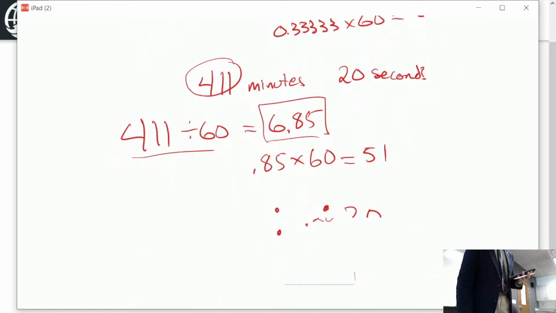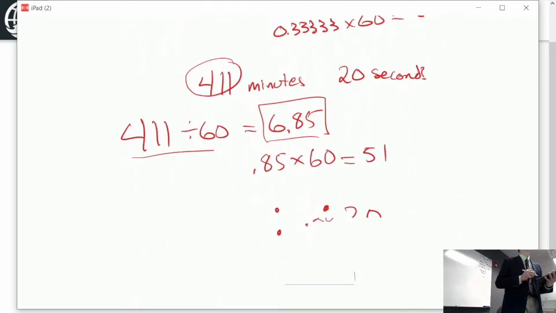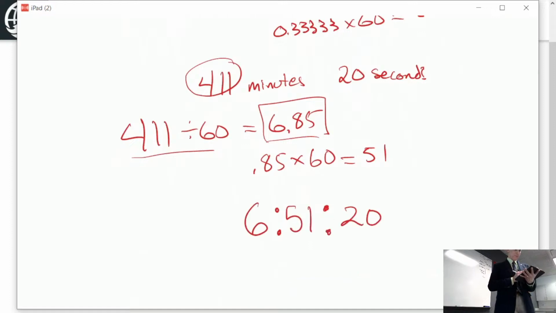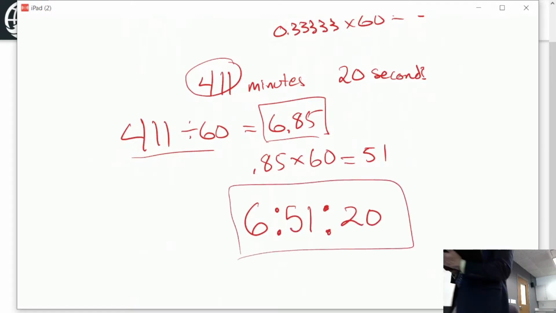Okay, then Addison though. Addison, you can do it. Which of these numbers is hours and which one is minutes? The 6 is the hours, and then 51 minutes and 20 seconds. Beautiful. So 6 hours, 51 minutes, 20 seconds. Perfect. Any questions about this? All right, very nice. Let's just do one more, and then we'll get to Babylonian.